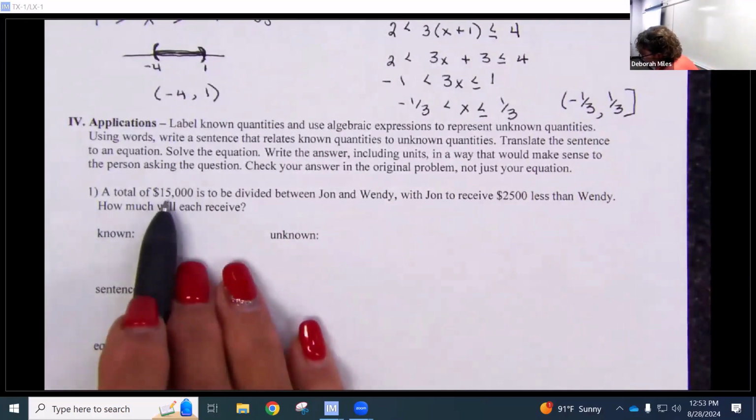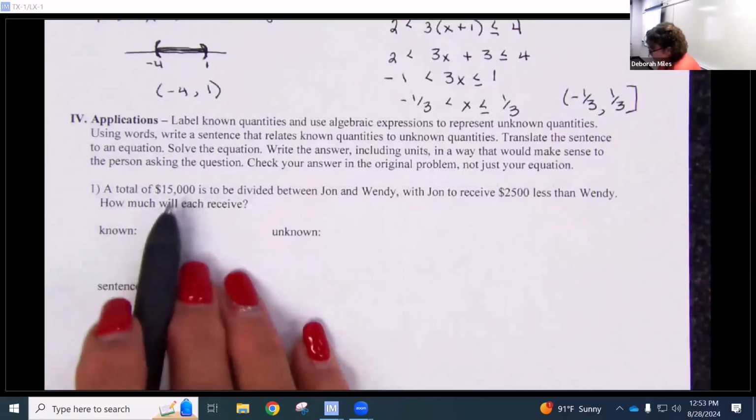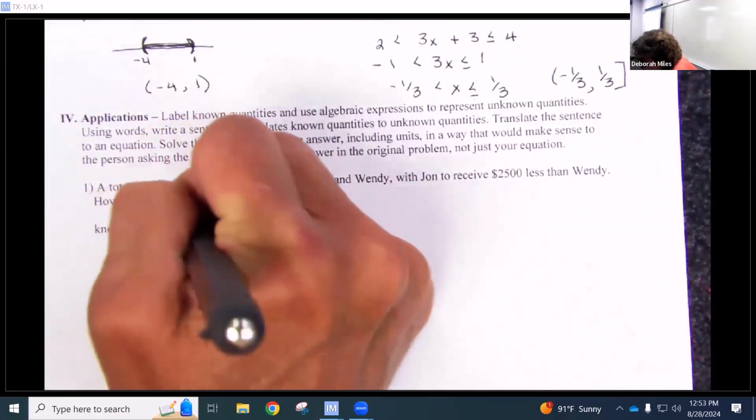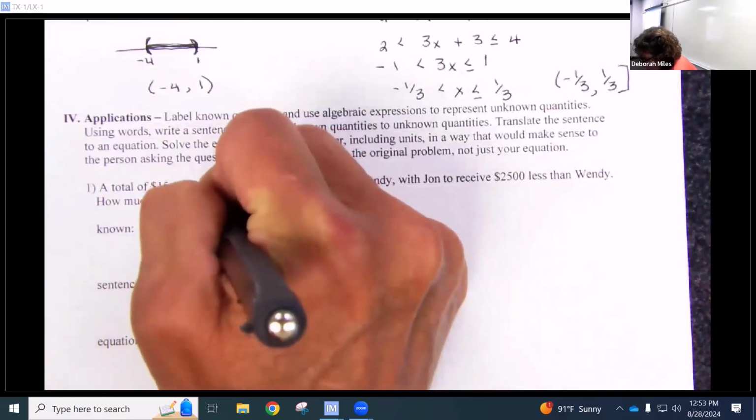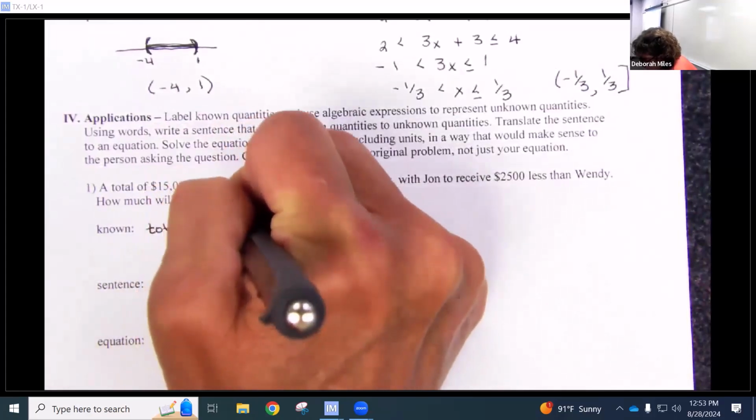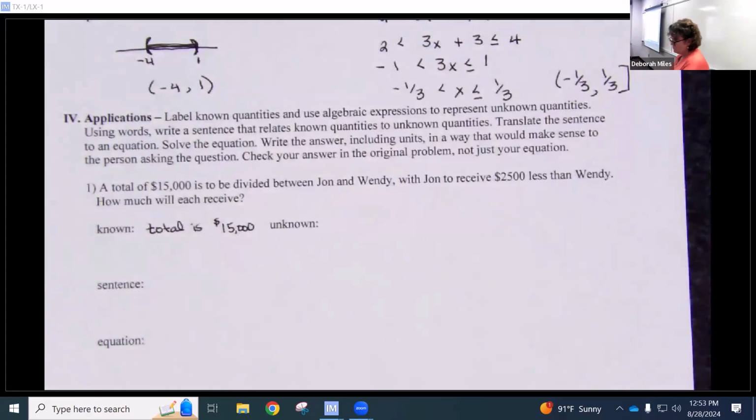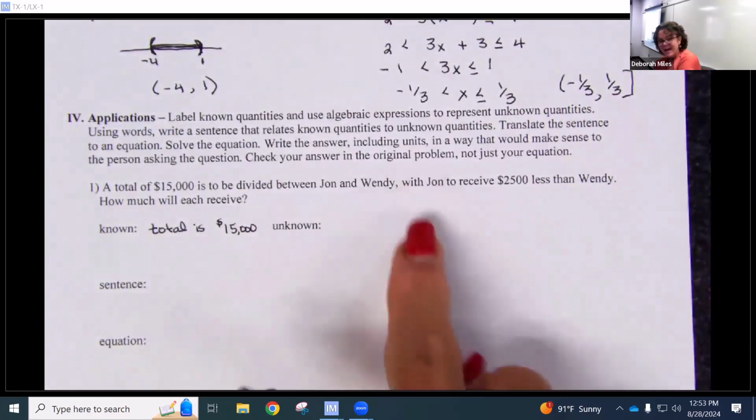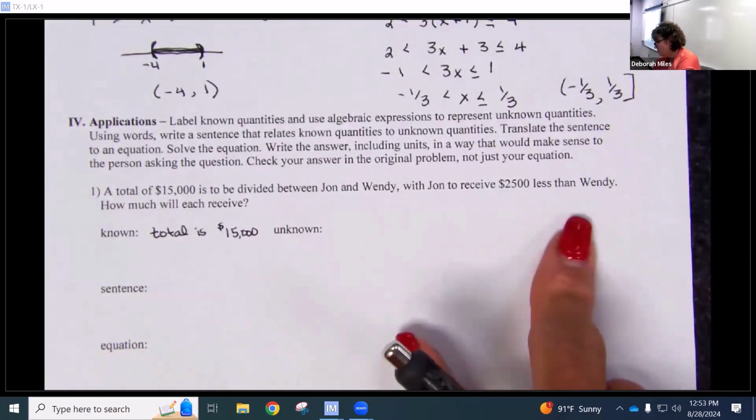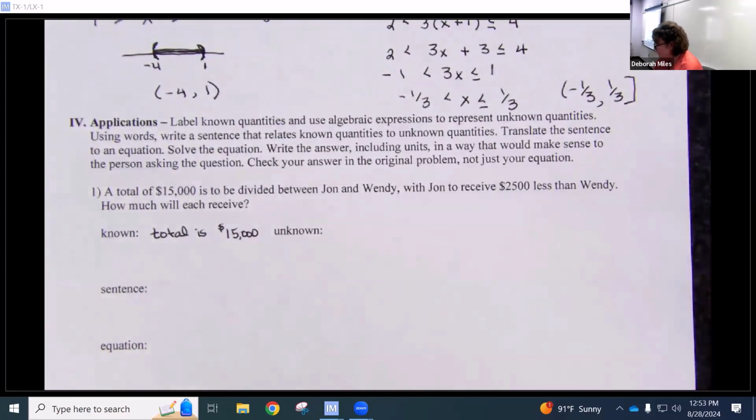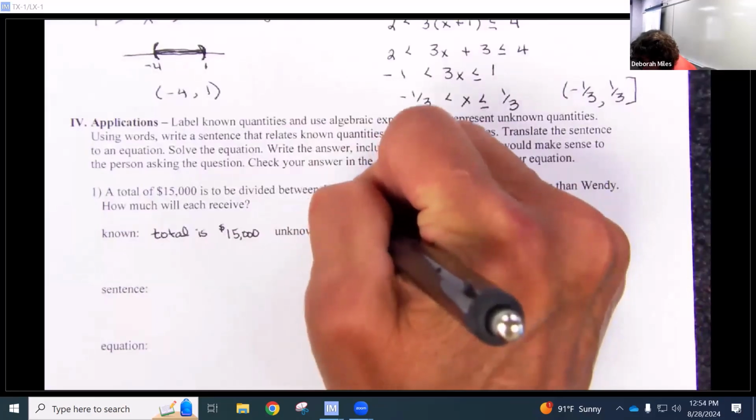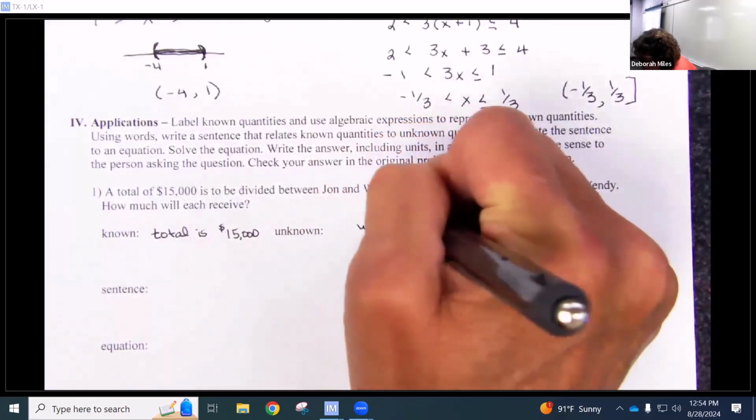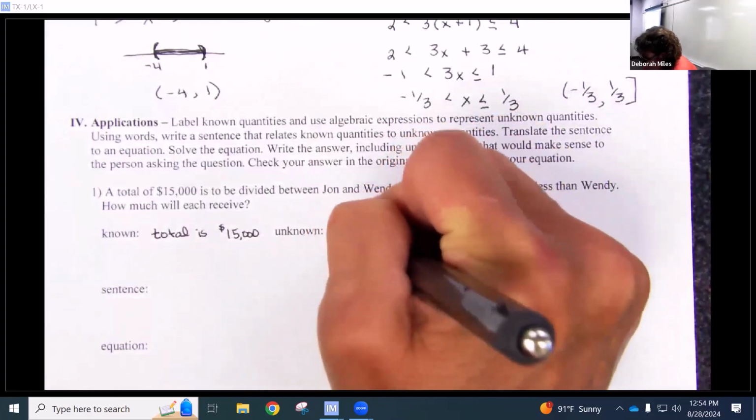The 15,000 is what's known. That's the total. The total is 15,000. What's not known is how much each person has. We don't know what Wendy has. We don't know what John has. I'm just going to write Wendy's dollars and John's dollars.